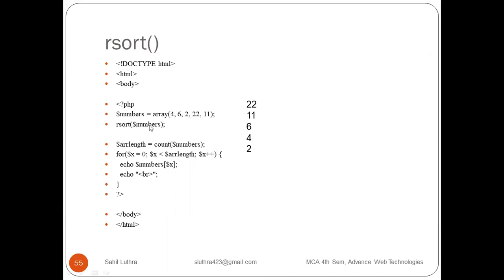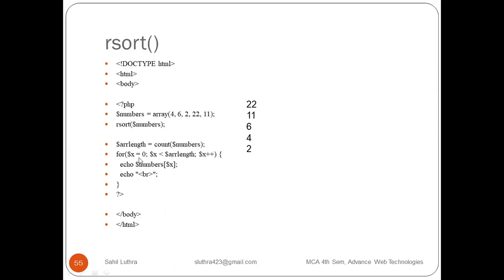After passing the values to your array, the next step is to apply the rsort function. After that rsort, here you have to pass the name of your variable, dollar number, and at last it will be closed with a semicolon. The next one is dollar ar length equals to count dollar number. What does it mean? It is going to count all the values which come under the number variable. So how many values are these? 1, 2, 3, 4, 5.